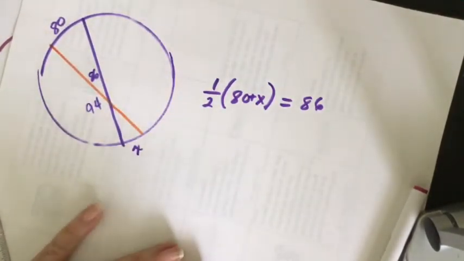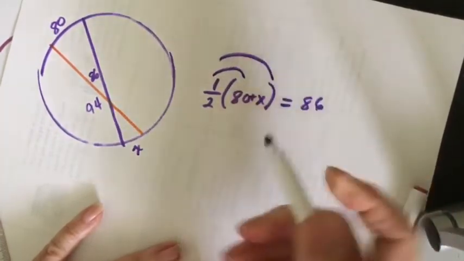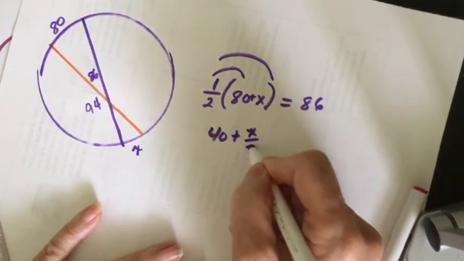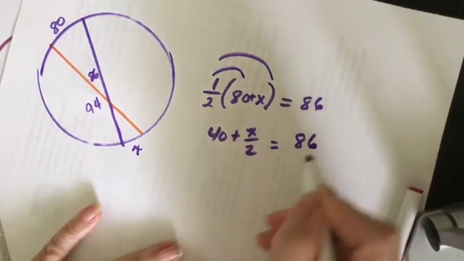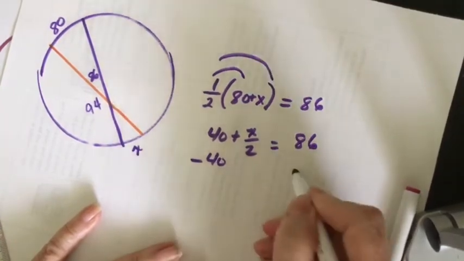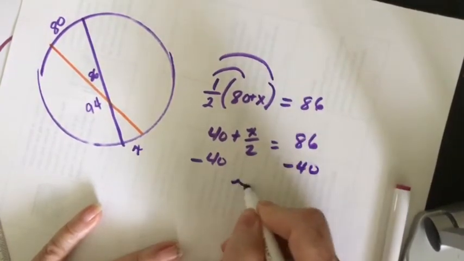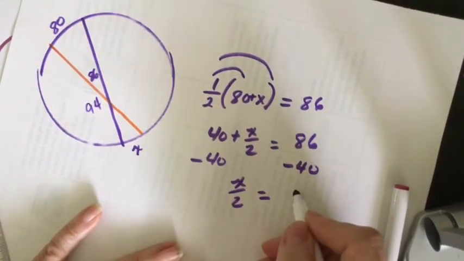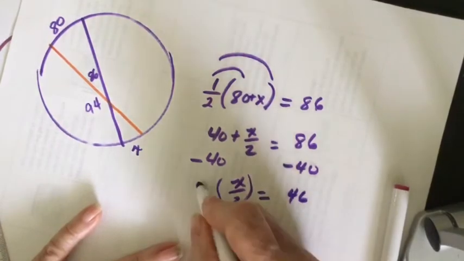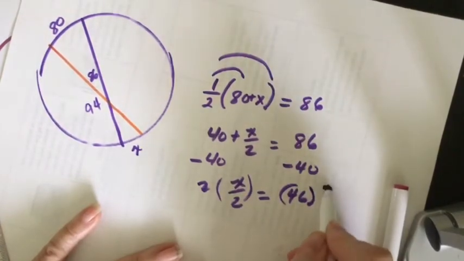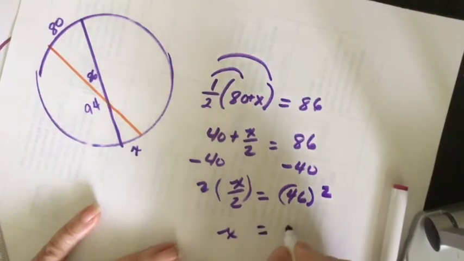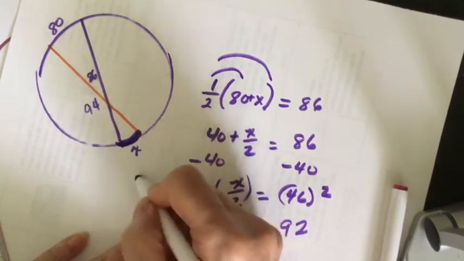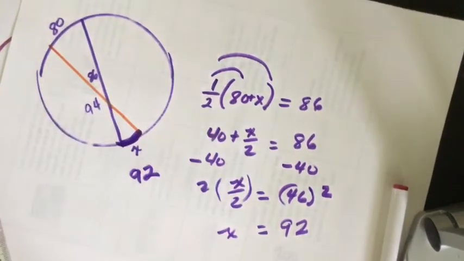Now all I have to do is some algebra. So I'm going to distribute this, giving me 40 plus x over 2 is equal to 86. I'm going to subtract 40, x over 2 is equal to what? 46, times 2. x is equal to 92. So the measure of this arc right here is 92. That's how you did number 2.